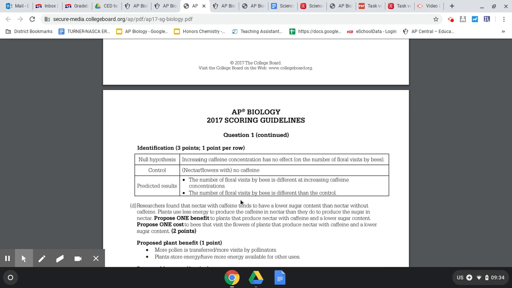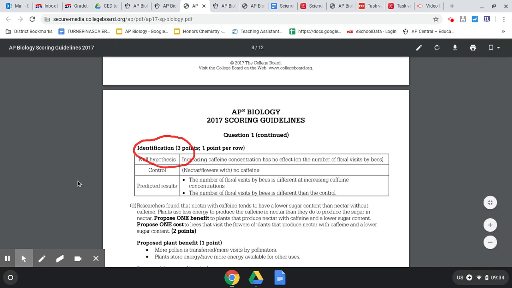Or the number of floral visits by bees is different at different concentrations of caffeine. All right, so it's just showing some selection by the bees of the amount of caffeine in those flowers. Okay, and again, we didn't have to justify our control or justify any of this. We're simply using the task verb identify.